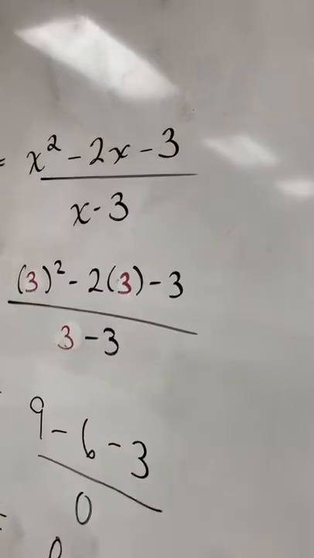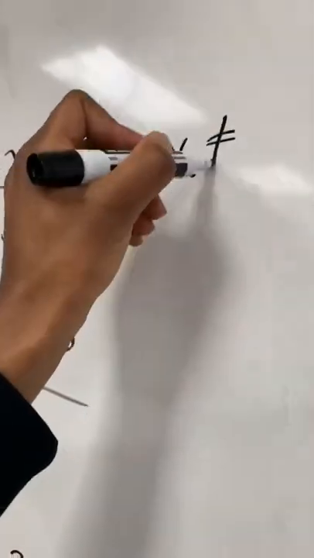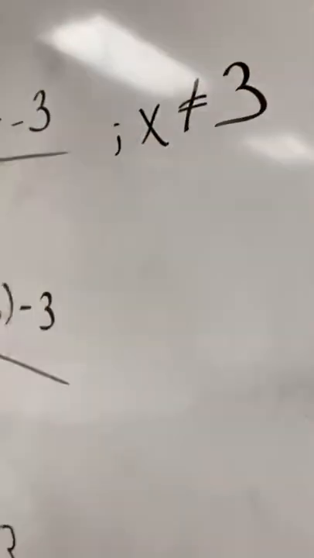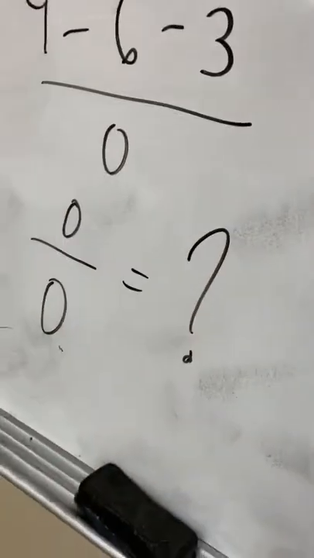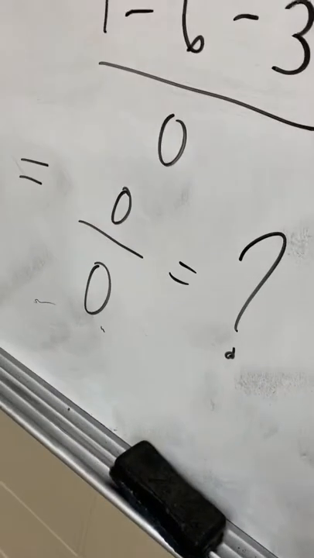So 0 divided by 0 has no answer. We call that an indeterminate form. When that happens, that means there's something that you could do to the problem to get around it, and that's where your algebra comes in. So what we know now is that x cannot be 3 right now. If I use a 3, I get this. Does that make sense? x can't be 3 because this happens.